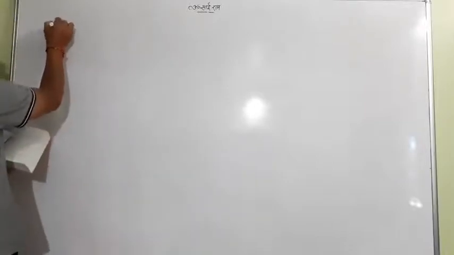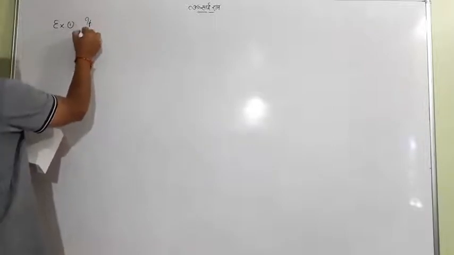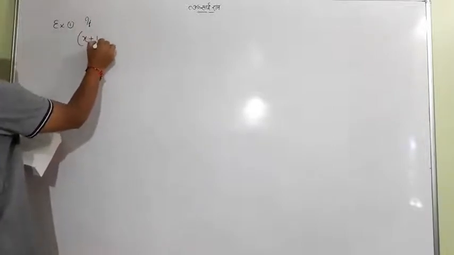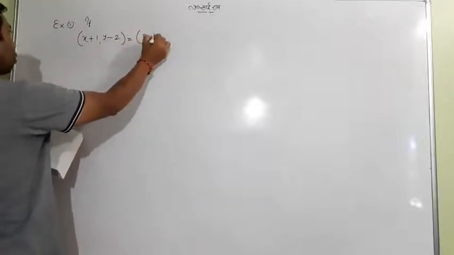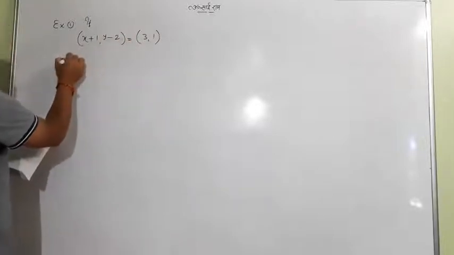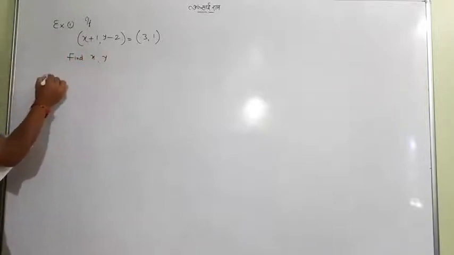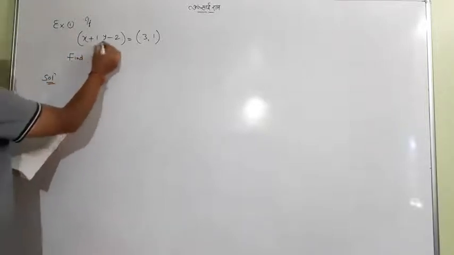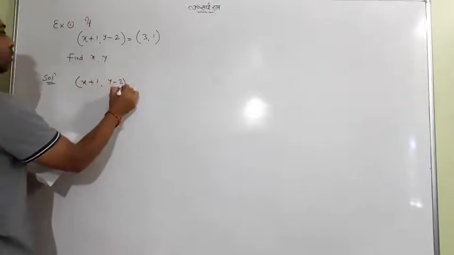Example number 1, as I taught you right now, the equality of ordered pair. If x plus 1 comma y minus 2 is equal to 3 comma 1, find the value of x and y. So you will have a simple solution by equality of ordered pair. There is nothing much to tell you about that now.